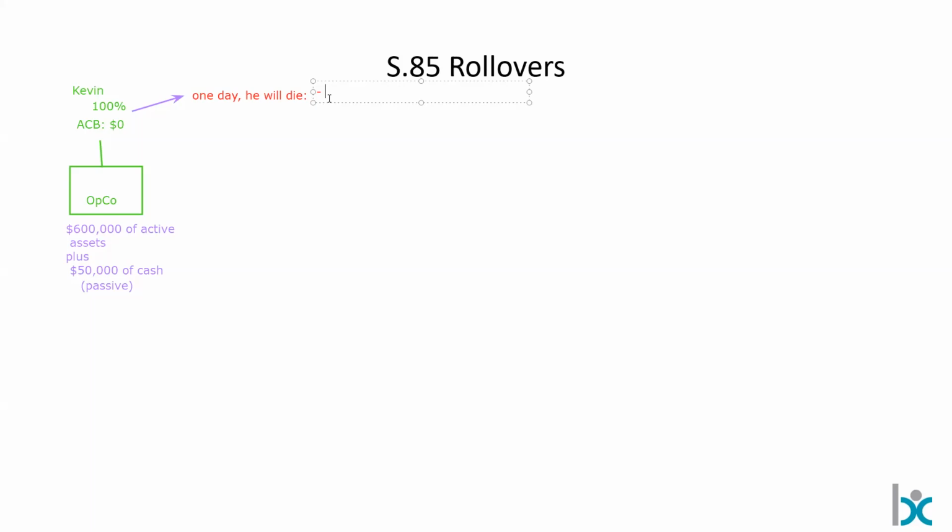Okay, so one day he will die, and let's say when he dies then, OpCo has a value of, just for the sake of argument, $1 million. Okay, and at that time, that $1 million comprises the following. He still has his $600,000 of active assets, but he also has $400,000 of passive assets.